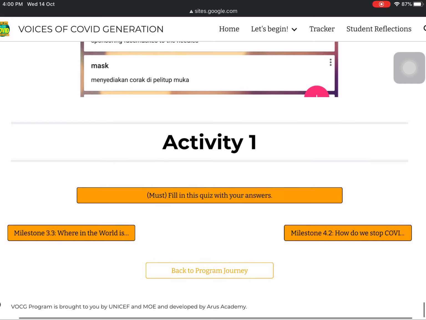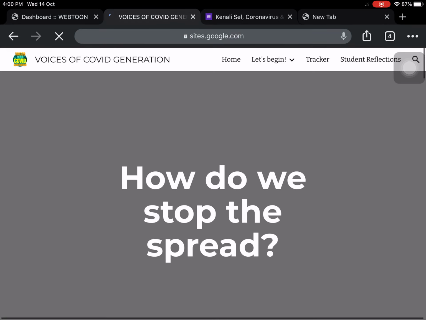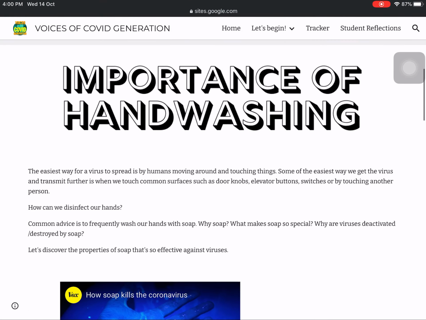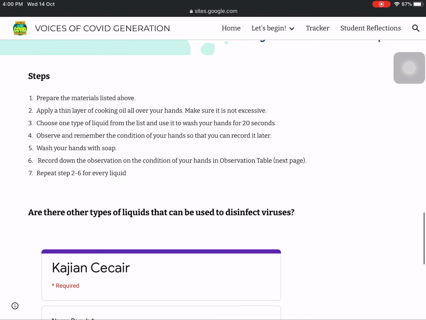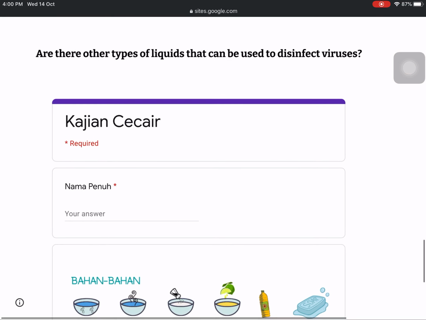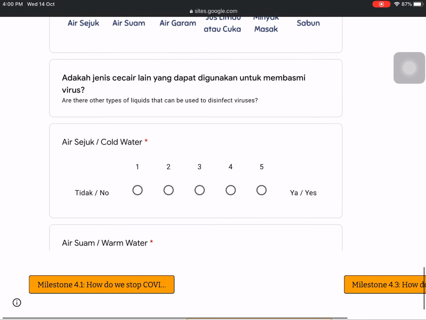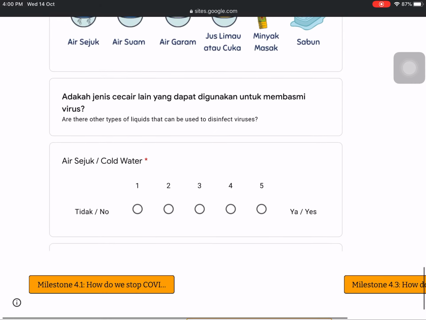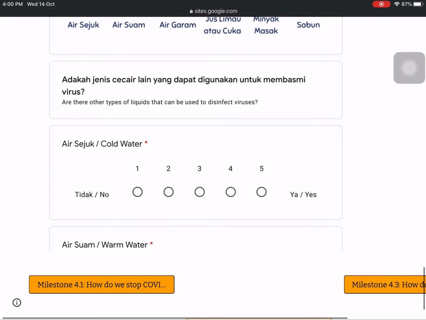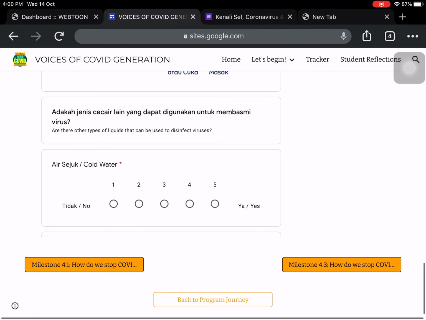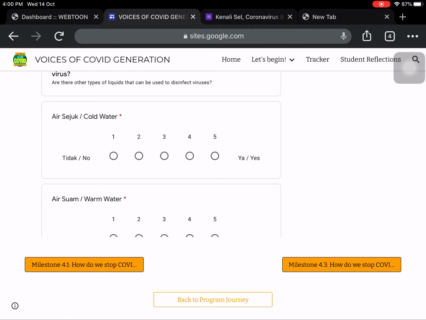Okay, so once you're done, go to milestone 4.2, which is the second activity still under milestone 4. Importance of hand washing. Again, there's a video, read through it, research steps. Okay, so here is the second activity that you must complete. Okay, so vote here. Remember, girls, I'm using a tablet right now, so sometimes it's difficult to navigate through the Google form. A laptop will be the best. If not, you can still go through the form and complete the task at hand. Okay, so this is the second one. You must complete this task.